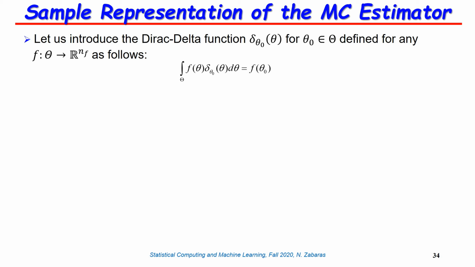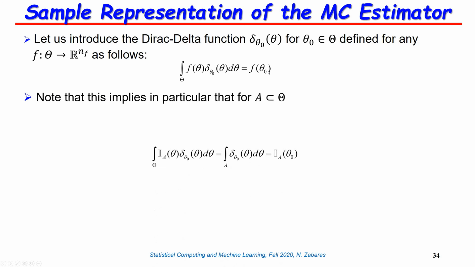Before I show you a schematic, let me remind you what a delta function is. If you integrate f of theta with this delta function centered at theta 0, you get the value f at theta 0. So this delta function is a huge spike that goes to infinity, but once you integrate it, you effectively get the value of the function at theta 0.